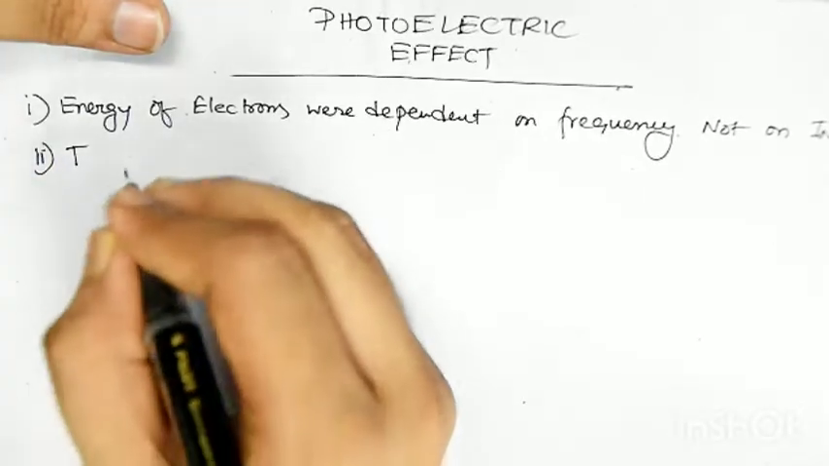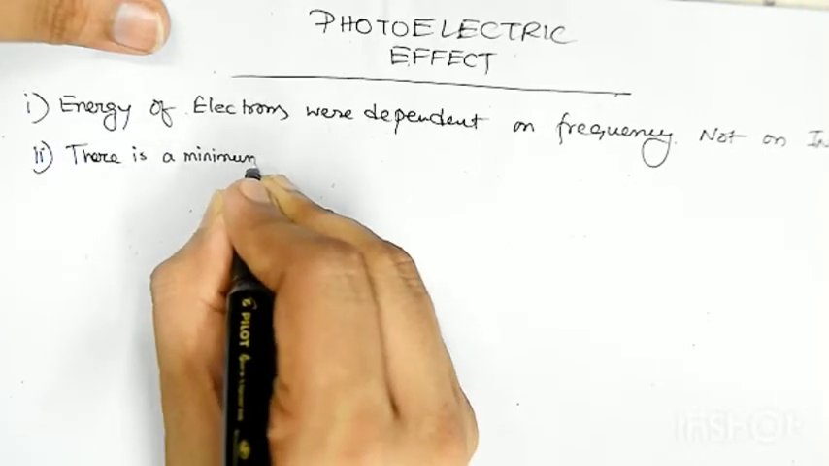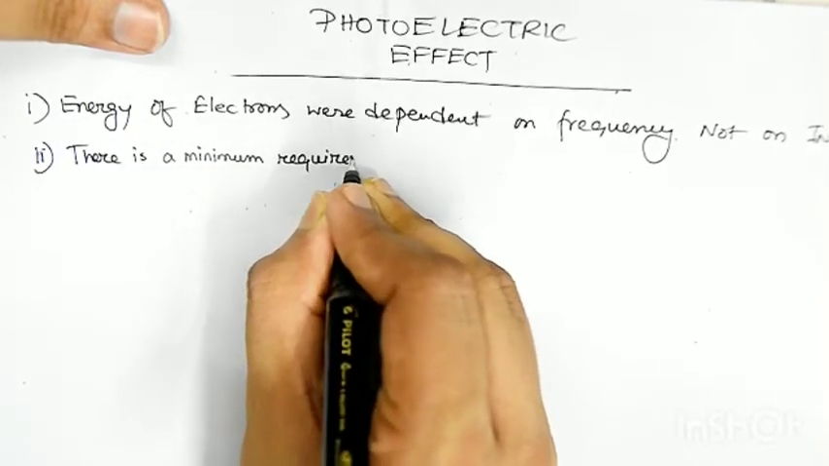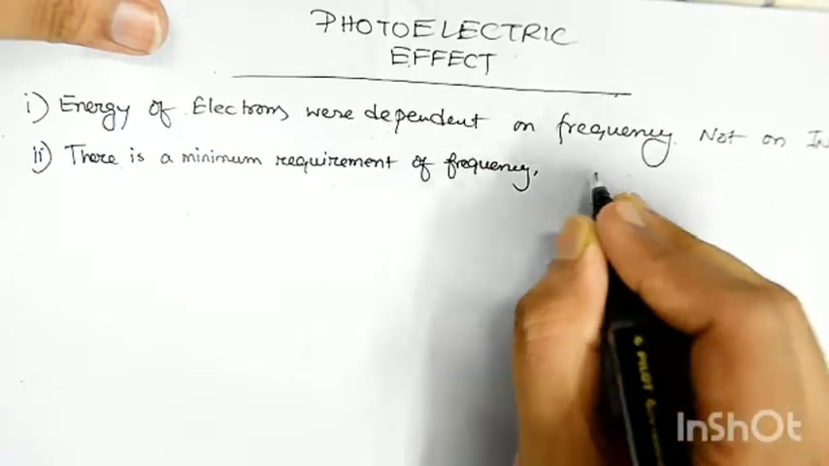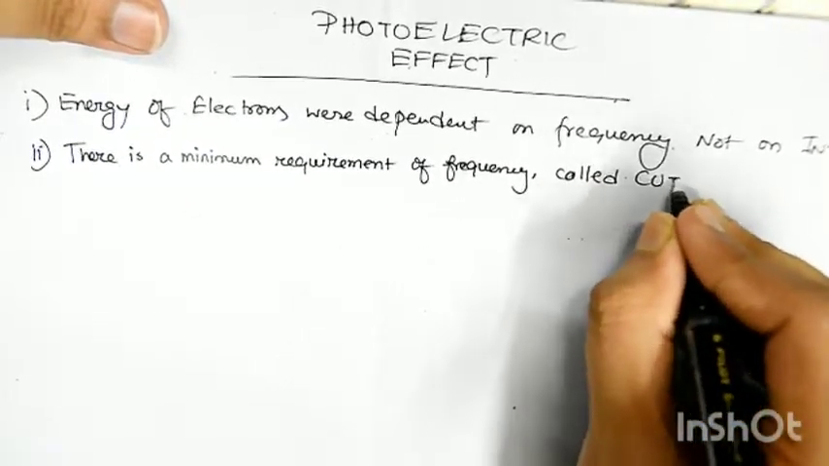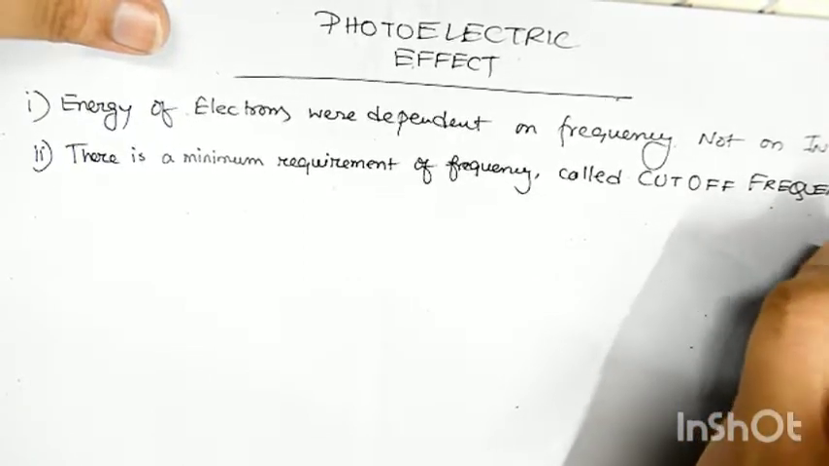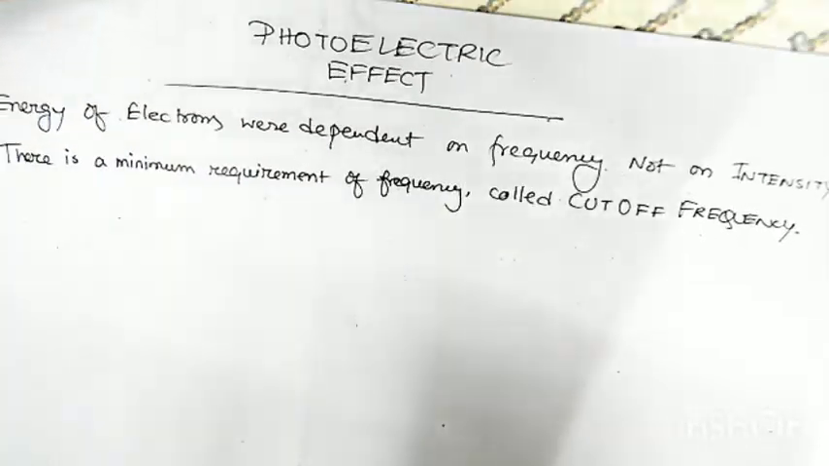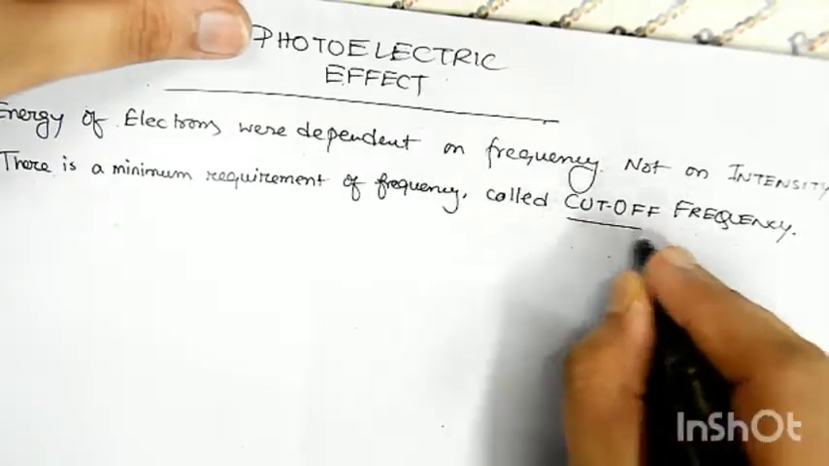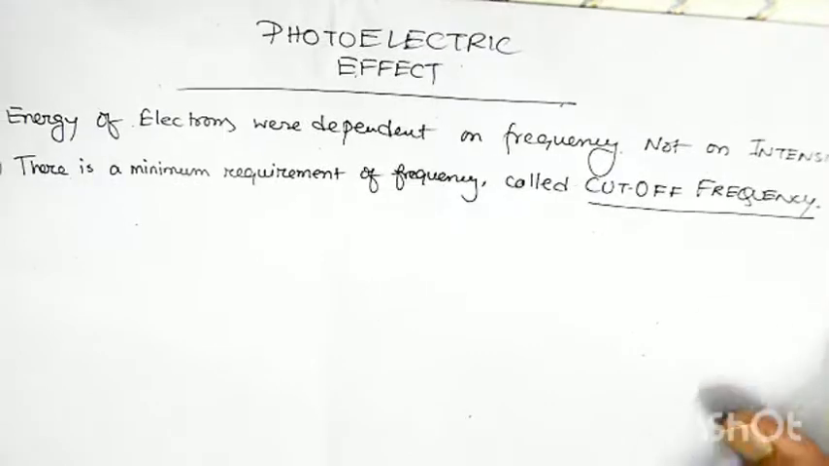there is a minimum requirement of frequency, which is known as cutoff frequency. Below this frequency, no radiations can occur. That is why it is called cutoff. Means if you go below this frequency, there will be no radiations or no photoelectric effect. That means you are cut off from getting any kind of photoelectric current.